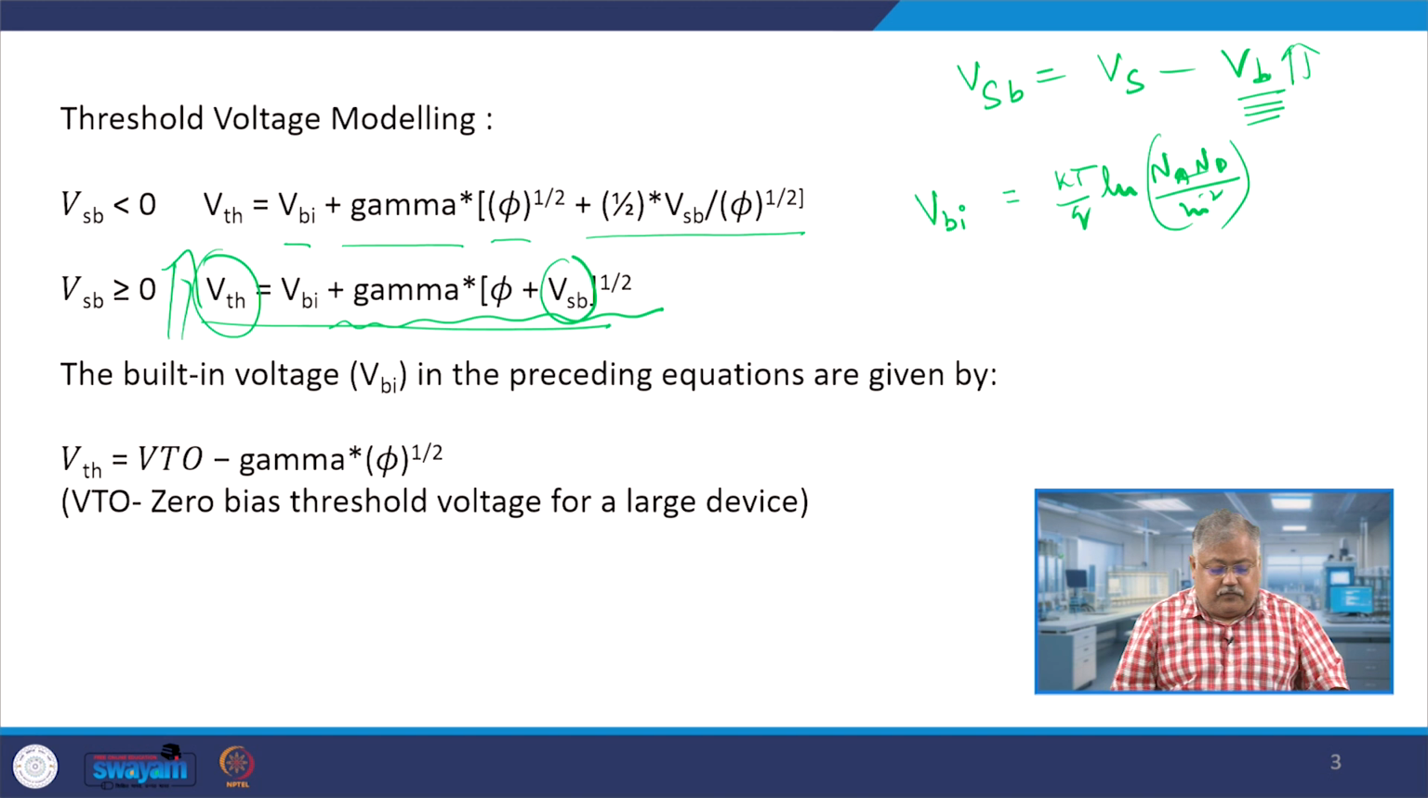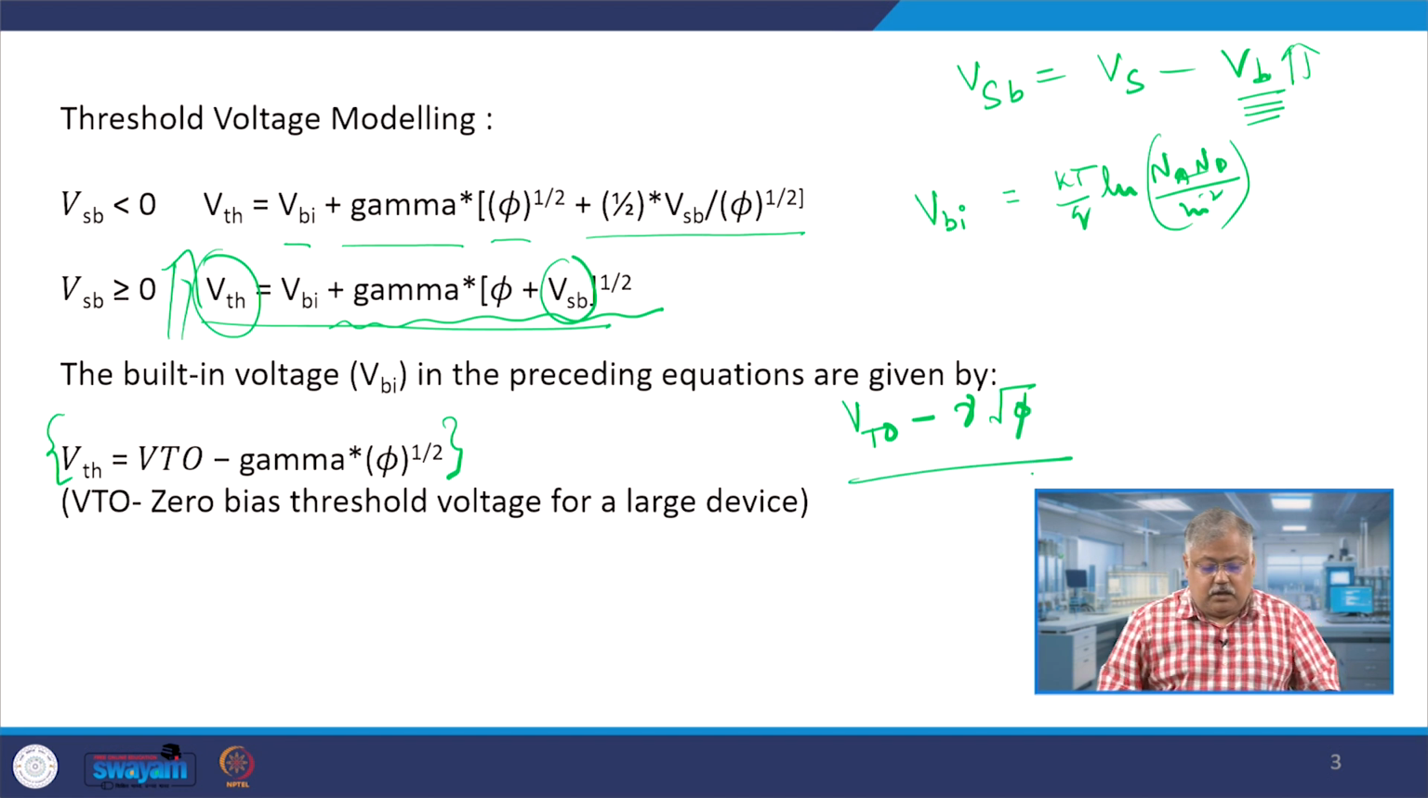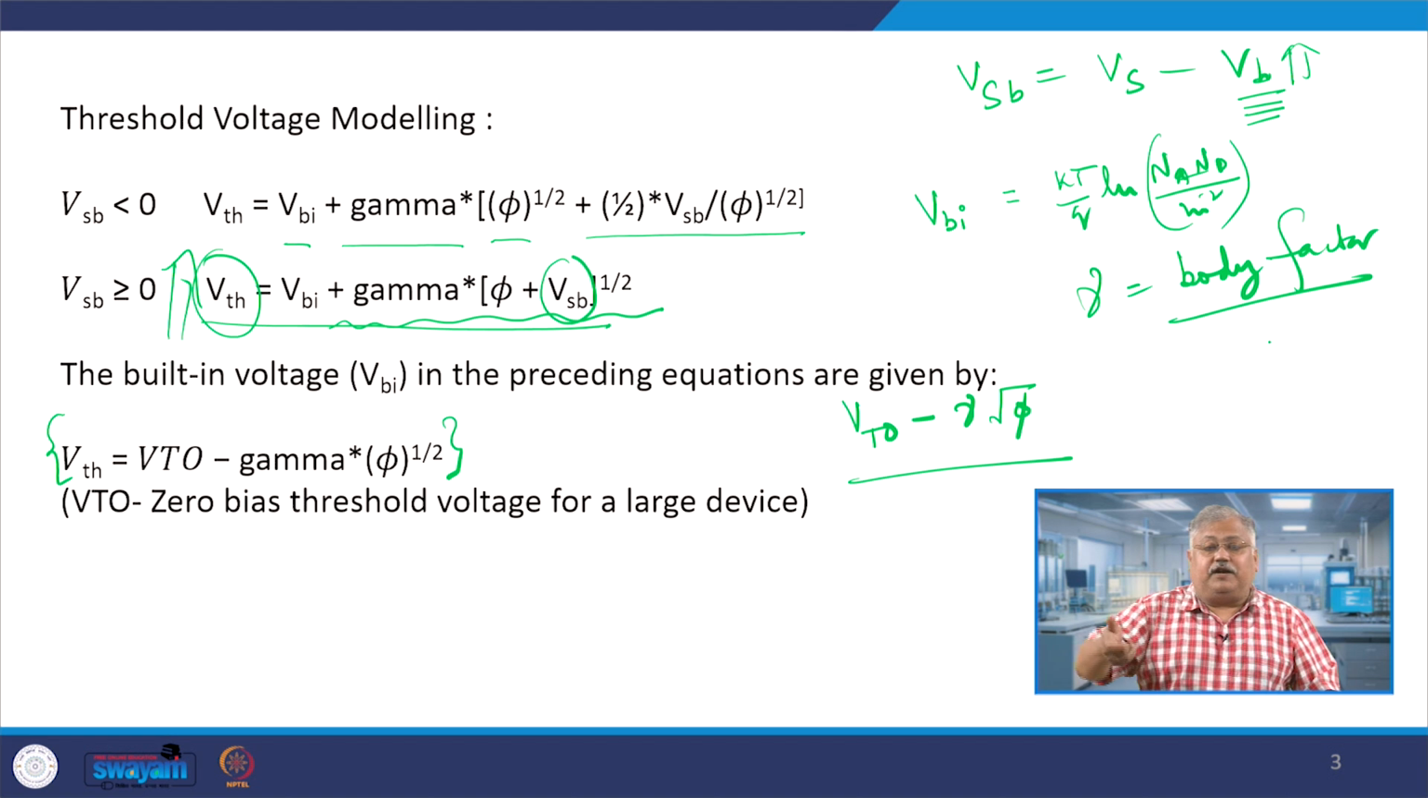This is the modified equation which we get, assuming that V built-in is relatively very small, and therefore we get VT0 minus gamma root phi. Gamma is defined as the body factor. Higher the value, more is the effect of VSB on the threshold voltage, and phi is the potential which you see here. What is VT0?